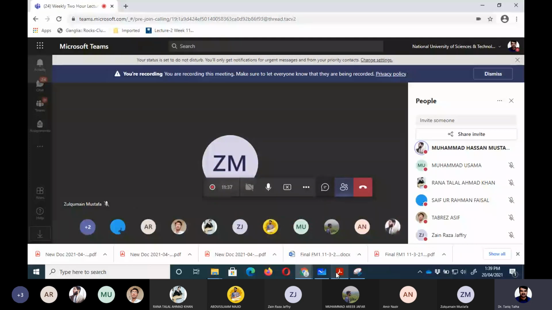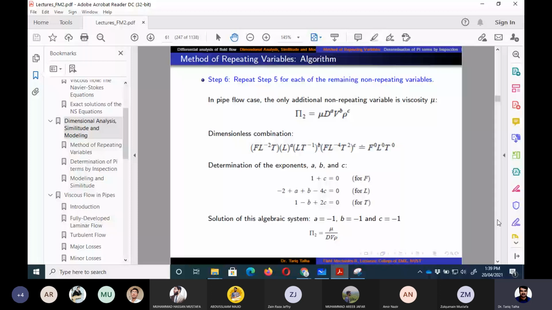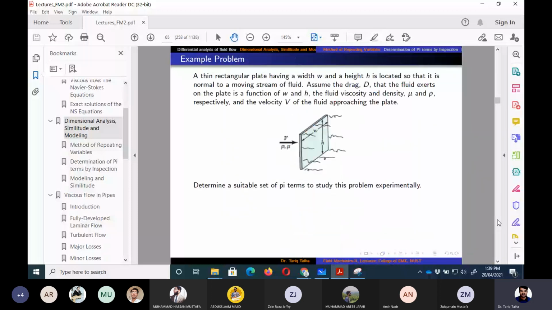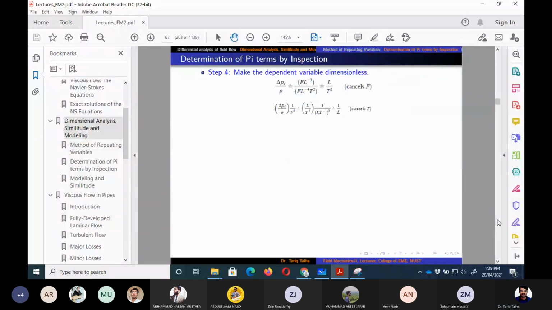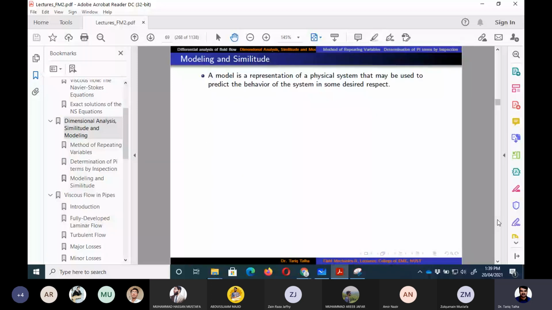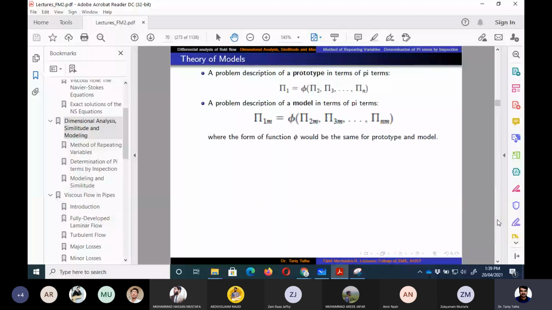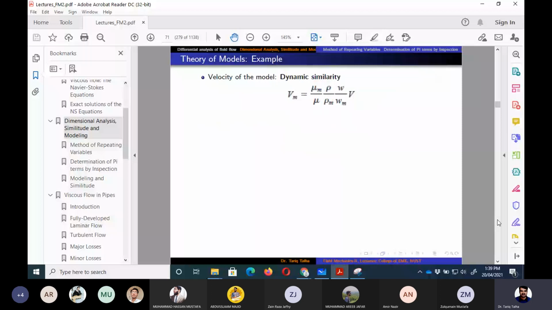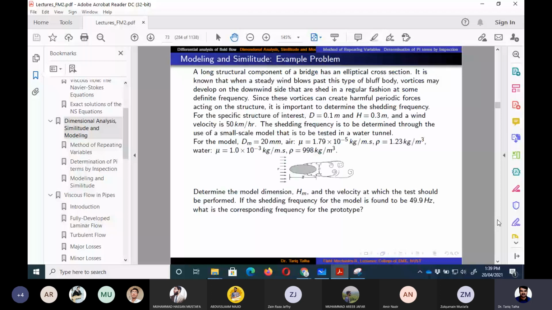Thank you, sir. Okay. So thank you for asking this. So in a way, we just recapped the most critical portion of the method of repeating variables, which is the selection of repeating variables. Once we do the correct selection, it is a very systematic way of determining the pi terms. Now we move our attention to the next chapter in your book, which is chapter number 8.